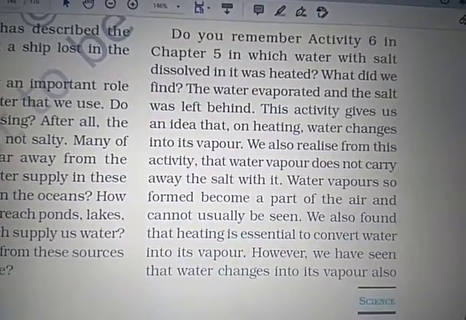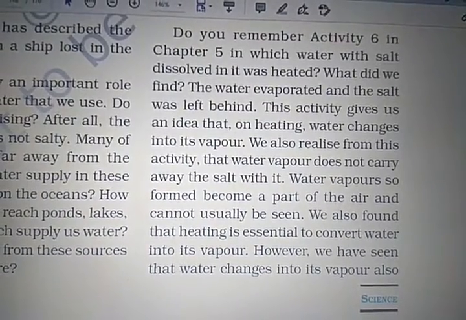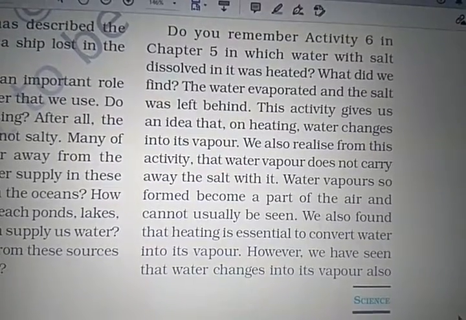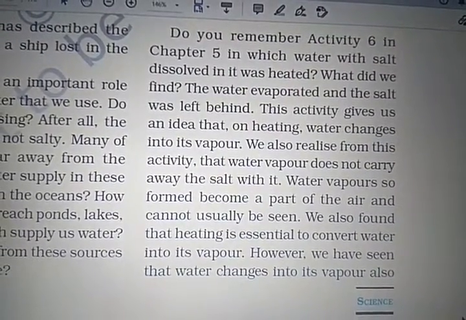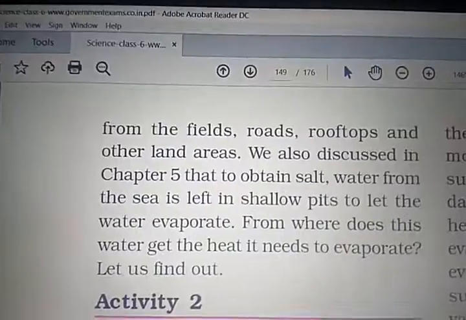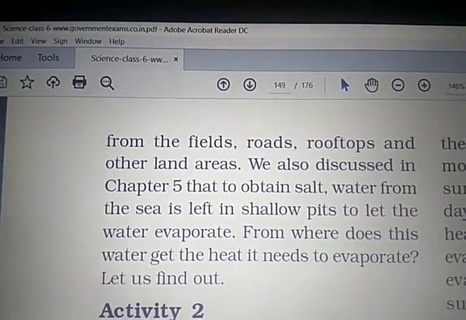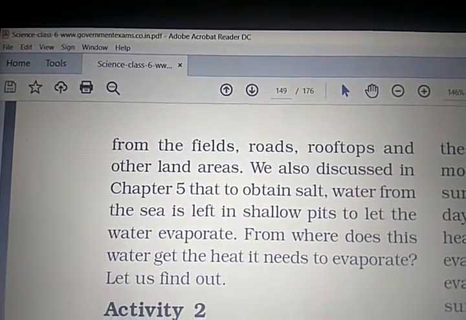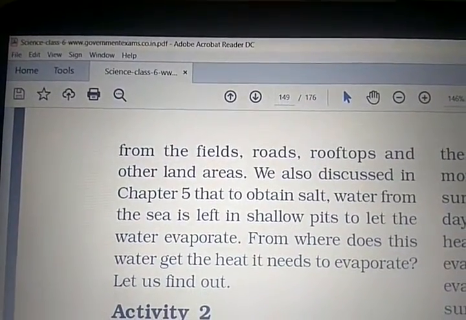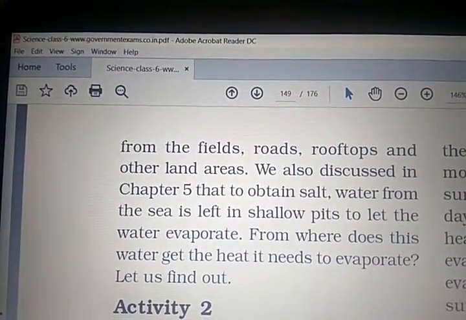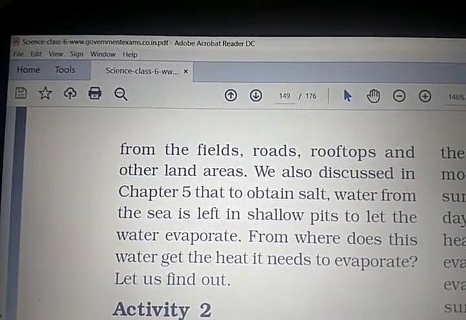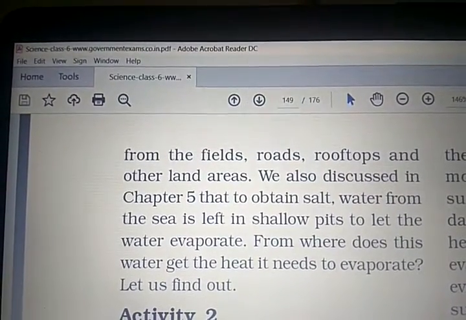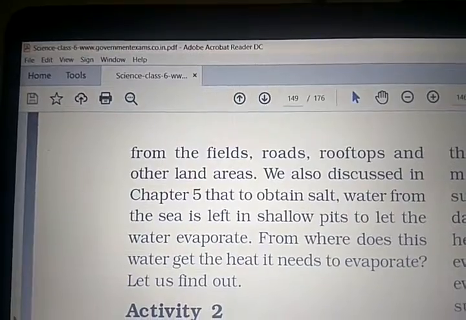Okay, so we also found that heating is an essential process to convert water into vapor. However, we have seen that water changes into water vapor from the fields, roads, rooftops and other land areas also. We also discussed in Chapter 5 that to obtain salt, water from the sea is left in shallow pits to let the water evaporate.